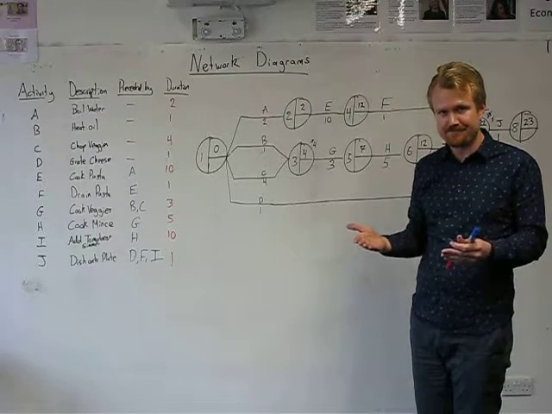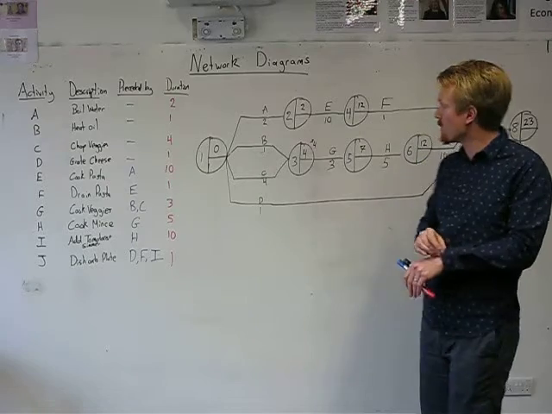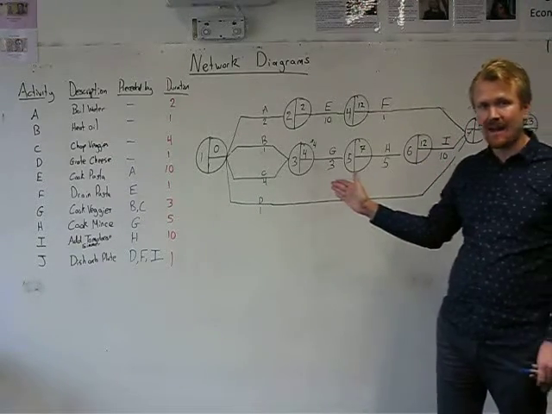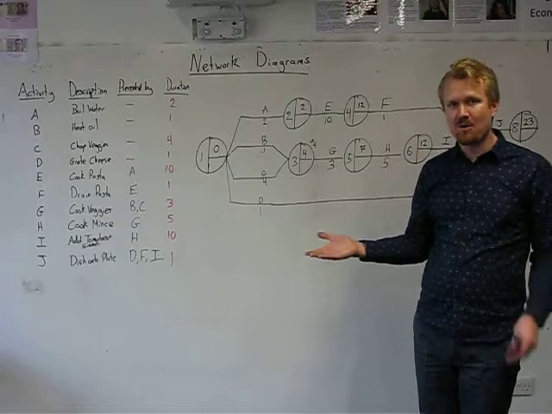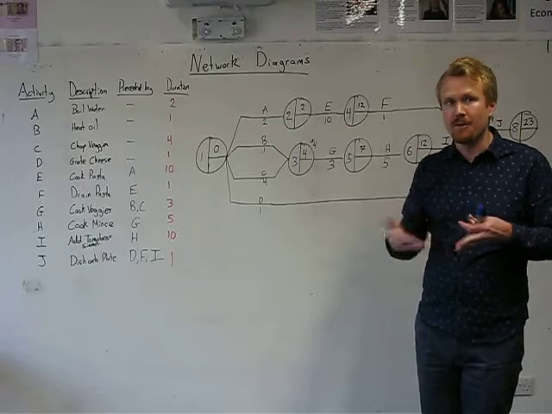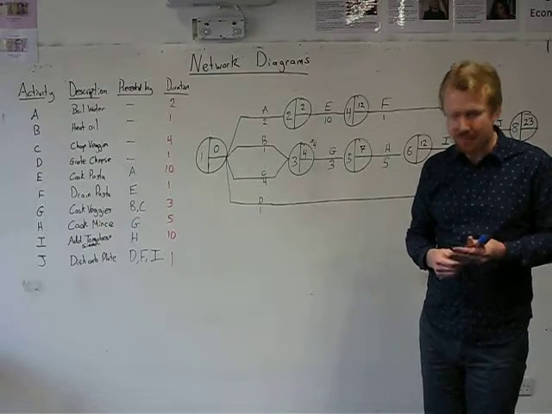So with the latest finish times, we're going to work from right to left. Instead of adding, we are subtracting. And when several tasks go into the same node, we will take the lower or the lowest of the numbers. Let me demonstrate how this will work.